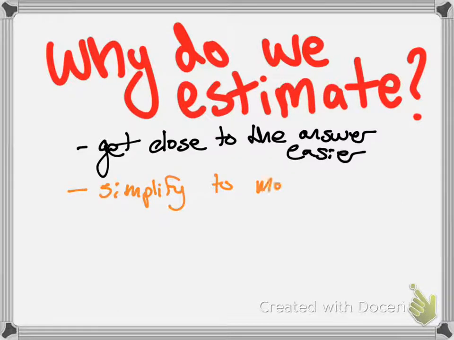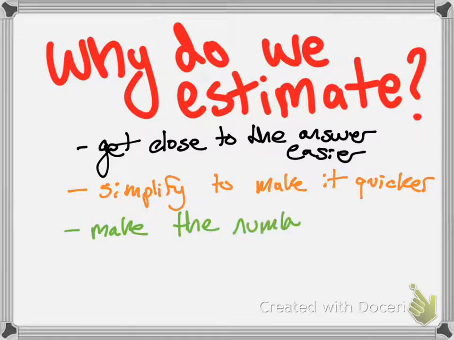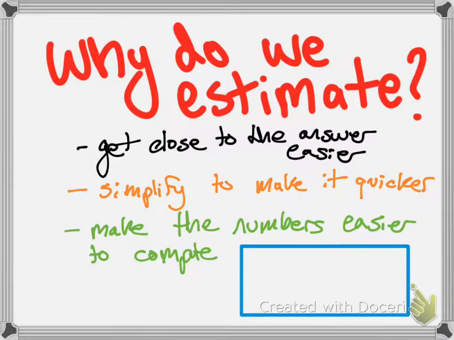Simplify to make it quicker. Yeah, it's kind of the same thing. Like I said, the easier, the quicker. Exactly. Notice these key words that we're using. Another one that we see is that we said it was to make the numbers easier to compute or to do in our mind. Exactly. The best way to do it too, and this is the main reason we do it, is to check our work. And I'm going to show you how.